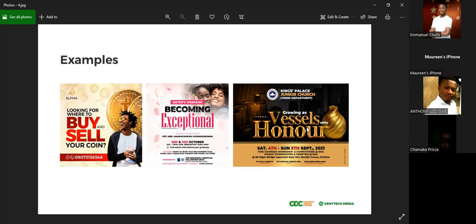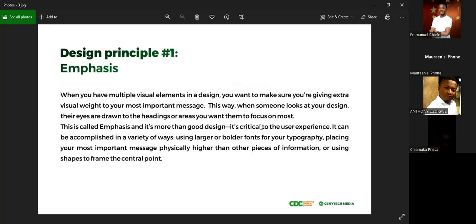This is an example of emphasis. You can see that it is critical to the user experience. And user experience is how people use a particular product or a design. How do people view a design? What do they see? What is the first thing that actually attracts them to the design? What's the most important information you're trying to pass to them? That's what user experience is.